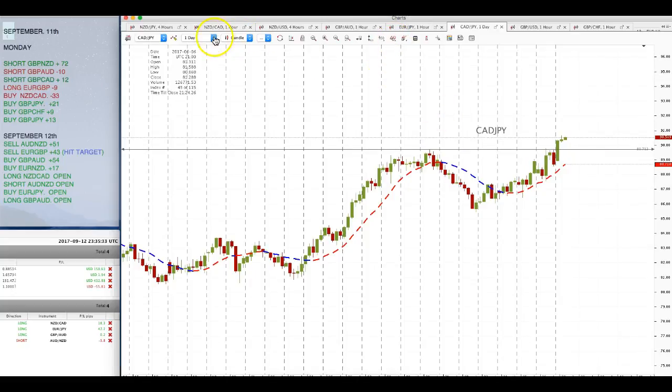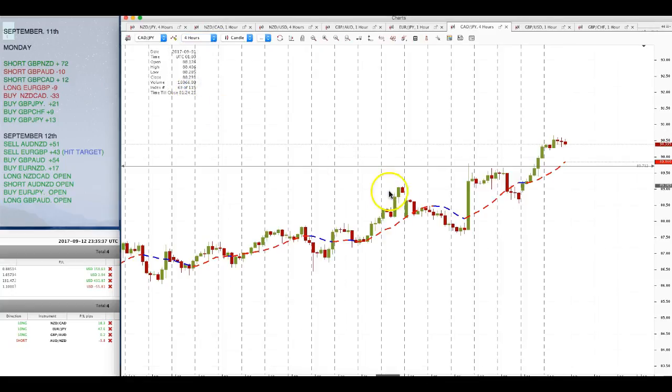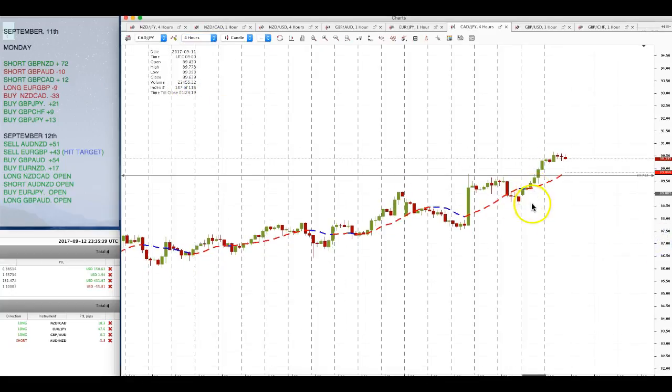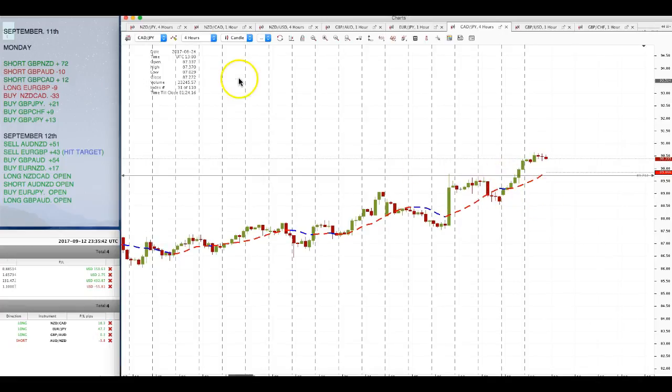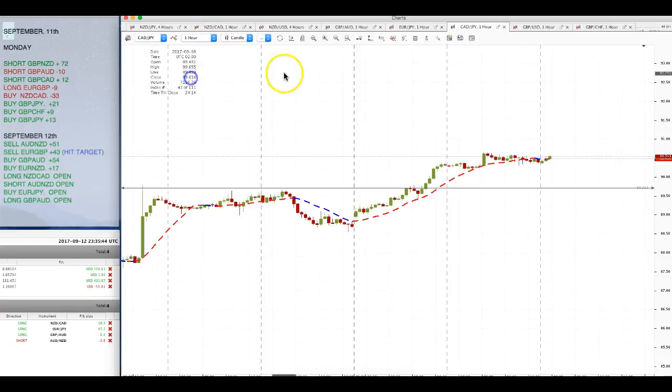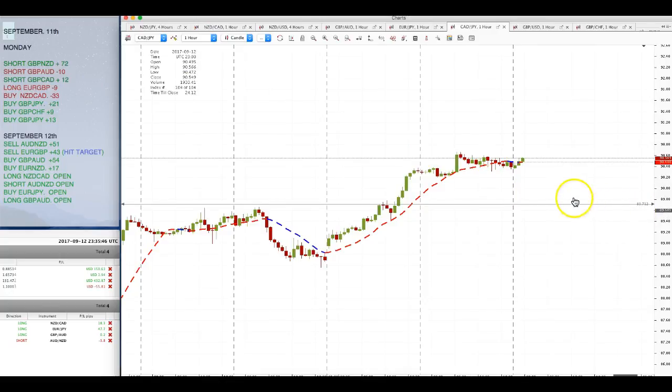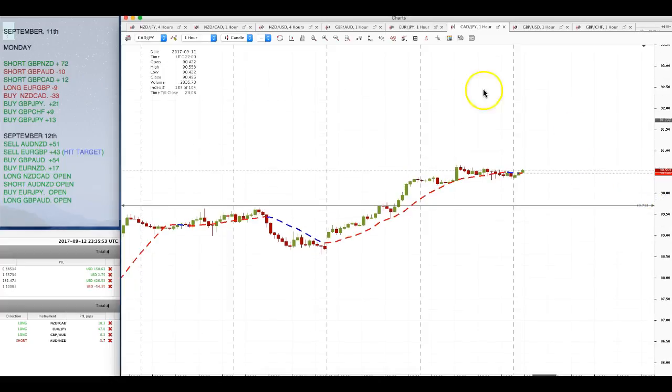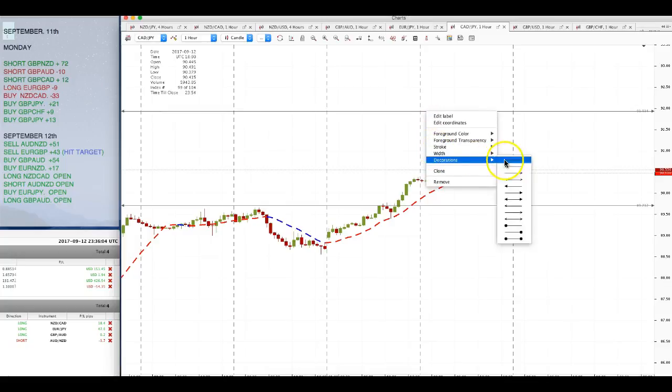So on the daily chart, price is above the 14 moving average line. On the 4 hour chart, price is above the 14 moving average line. So we're looking for buying opportunities on dips. So here, the next target should be around 91.90, I believe. Around here. That's the next target on this pair.